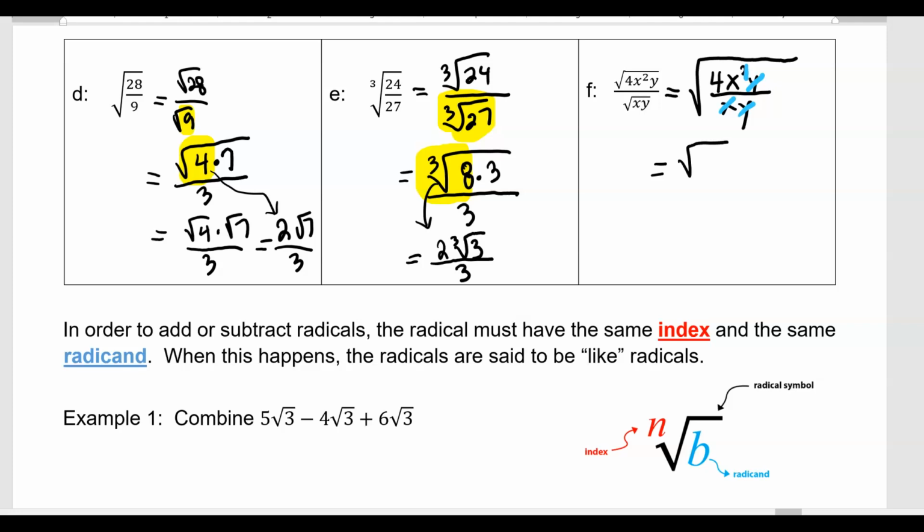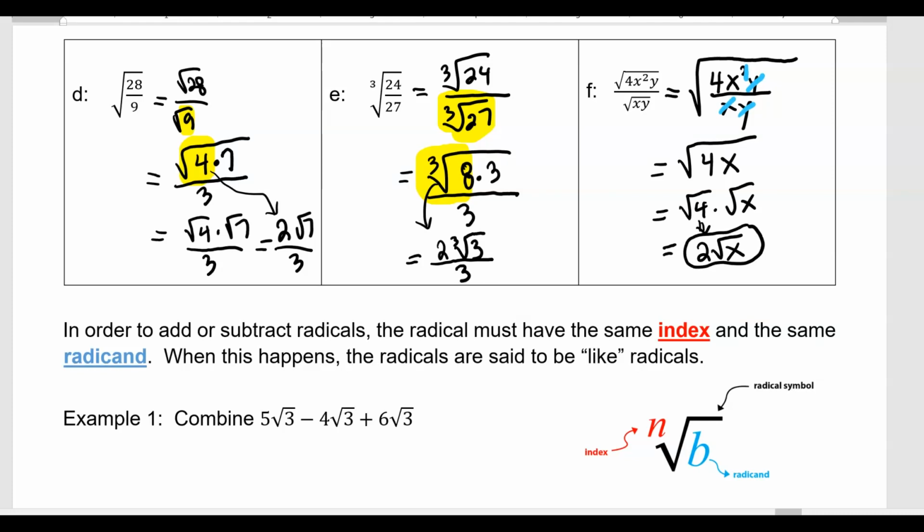Then we could rewrite this as the square root of 4x. Now, again, 4 is a perfect square. So if you want to split it up like so, you can see that the square root of 4 is 2, but we couldn't do anything with the square root of x, so that x remains under the radical.